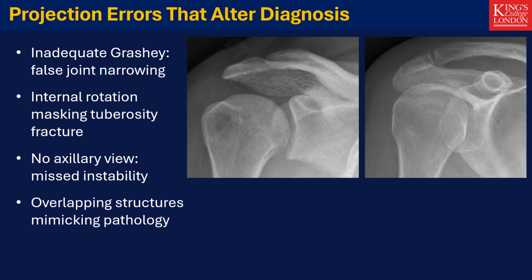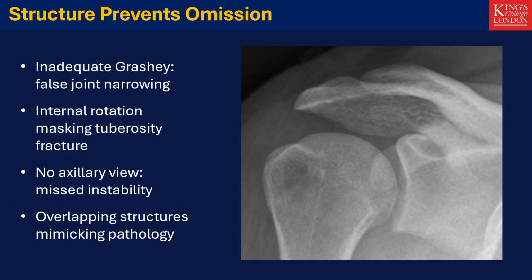Overlap can simulate glenoid irregularity or articular defects. Before diagnosing pathology, confirm projection quality. Technical awareness is diagnostic awareness. Shoulder radiography is not about memorizing findings. It's about structure. Confirm projection adequacy first.